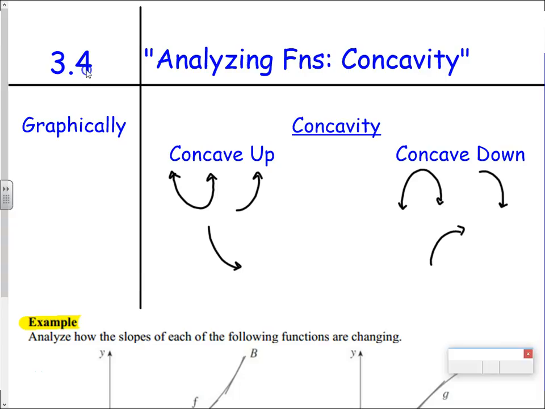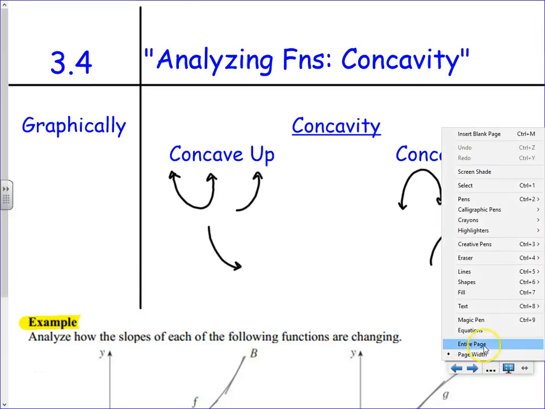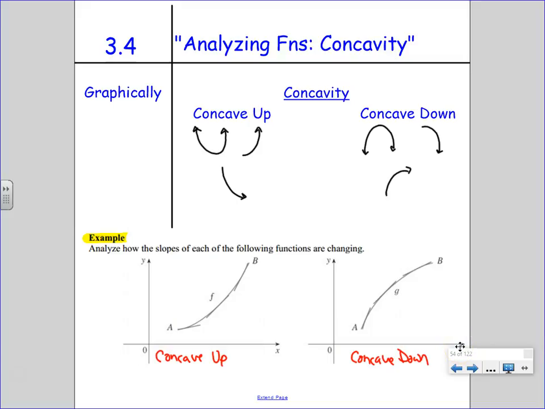Class, so I'd rather just wait on that. But let's go ahead and get into section 3.4. We do have quite a bit of notes to take from this section.